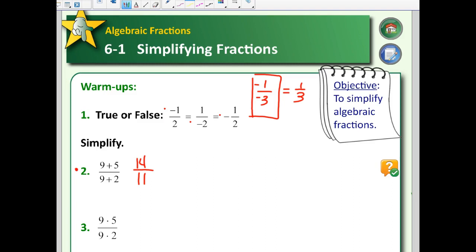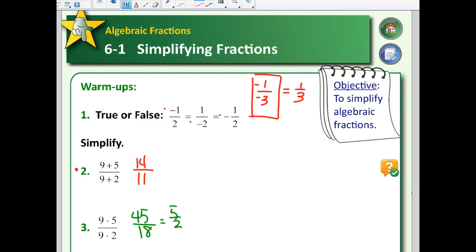Look at number 3. How would I simplify number 3? Well, some of you would say, oh, Mrs. Burton, we've got 9 times 5, which is 45. That's the math in the numerator. And if I do the math in the denominator, we've got 9 times 2, which is 18. But then I would say, hey, can you simplify that fraction? And you would say, oh, yeah, my GCF is 9. And so then we'd get 5 over 2.